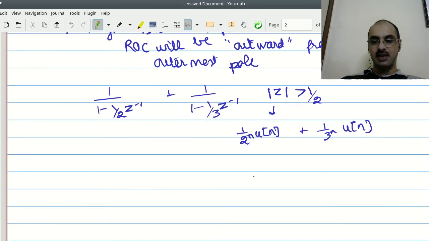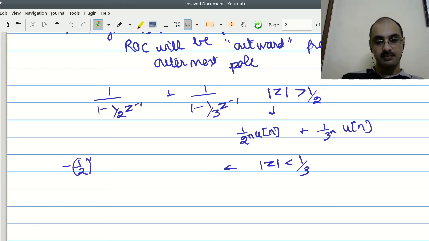But for the same sequence, if you take the ROC to be |z| < 1/3, then you will get a different inverse. You will get, okay, so there's a half here, minus (1/2)^n u[-n-1], minus (1/3)^n u[-n-1].